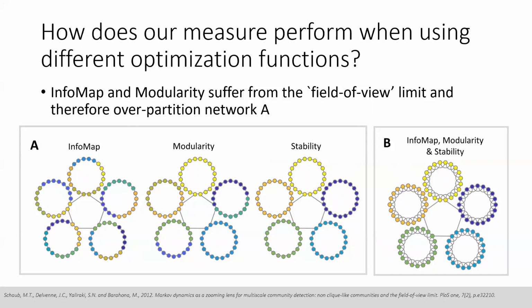Now, if we take the ring of circulant graphs, we can see that by enhancing the clique-like structure of the communities, each of these quality functions or community detection algorithms can correctly classify the communities. This is because the field of view limit tells us that infomap and modularity underlyingly define a community to have a clique-like structure, and that is why these two community detection algorithms over-partition the network.